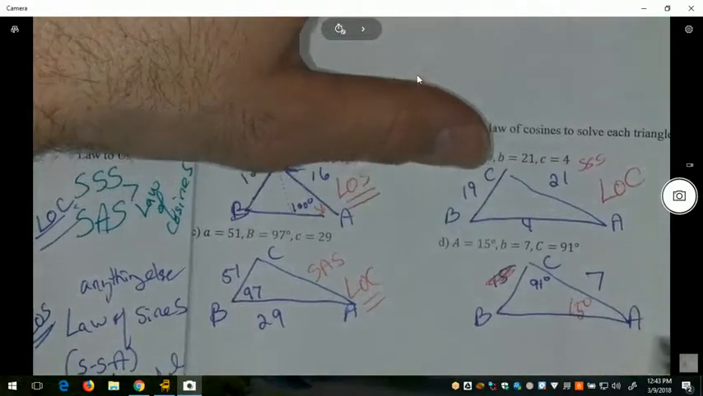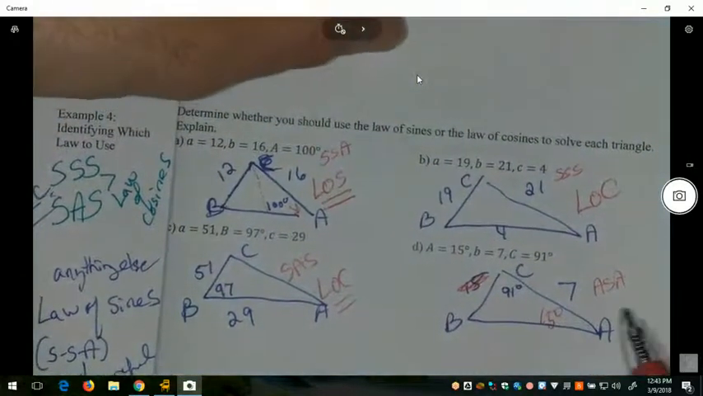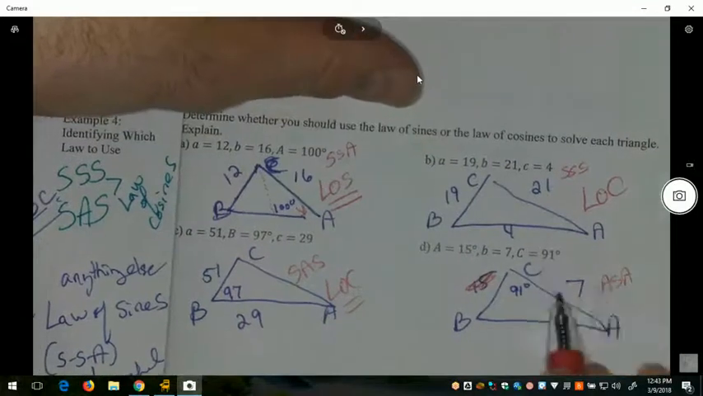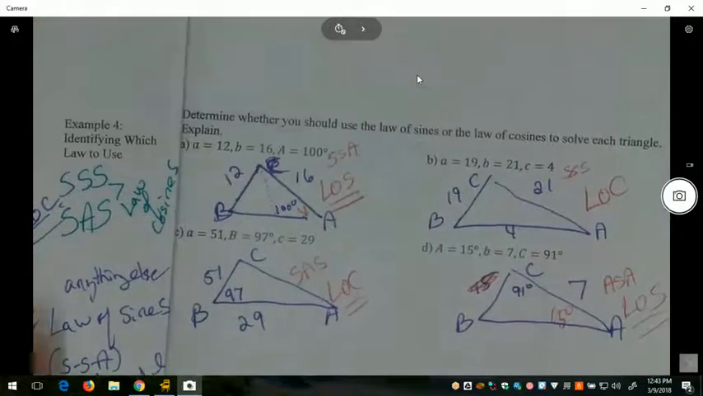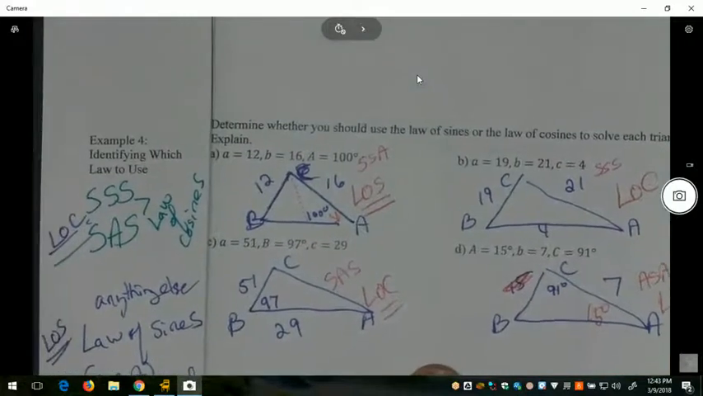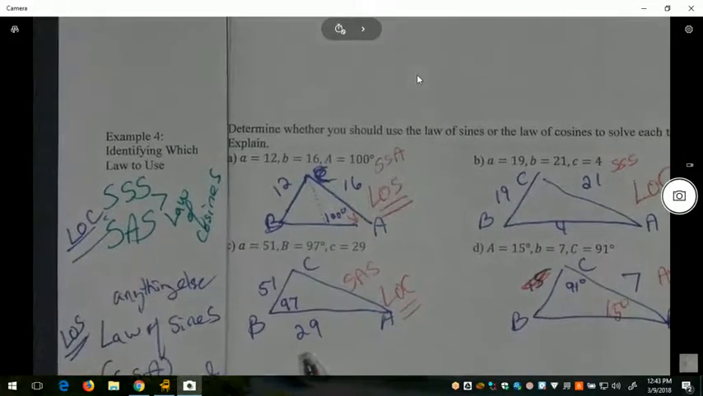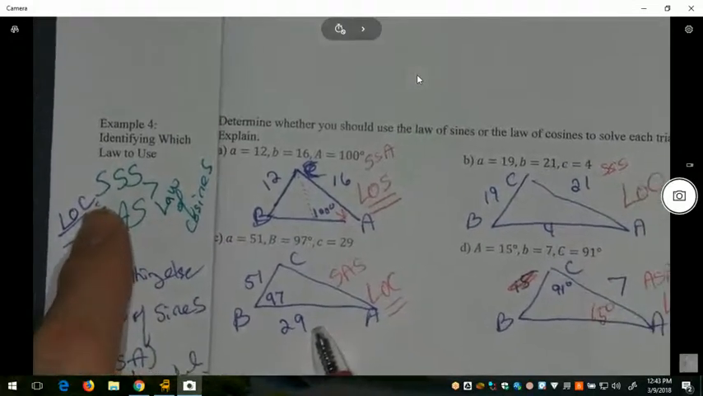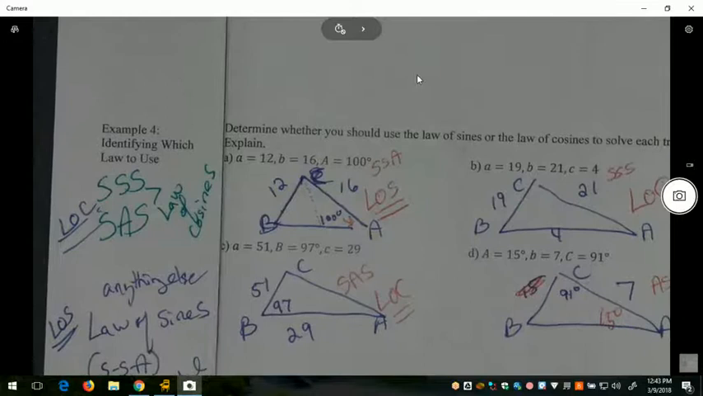For this picture, I have two angles and a side. So this is actually angle-side-angle, because I have two angles, both of them touch the side. But even if it was angle-angle-side, or anything other than side-side-side or side-angle-side, I would be using law of sines. So that's how you can tell the difference. If you are given three sides or two sides and the angle touching, like this picture, then you use law of cosines. Anything else that is a non-right triangle, you use law of sines.